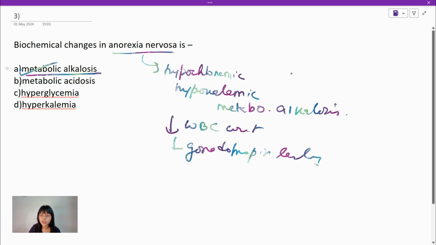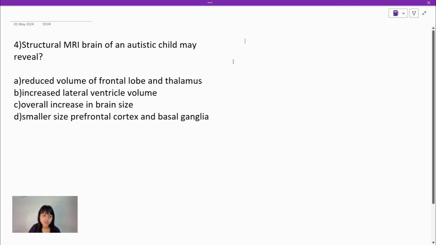Clear? Now moving on to the fourth one liner of the day. So you see, what is the structural MRI brain finding of an autistic child? Okay, so I know if you see this question, definitely you will tend to mark option A, that is reduced volume of frontal lobe. So this is basically once again a very confusing one. Here it's a contradictory one. The answer will be overall increase in brain size, which I know none of you will mark it correct. Reduced volume of frontal lobe generally doesn't happen in autistic child.